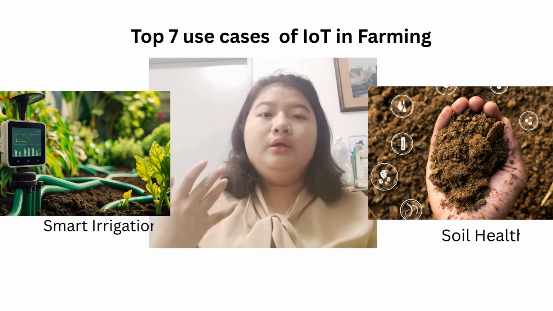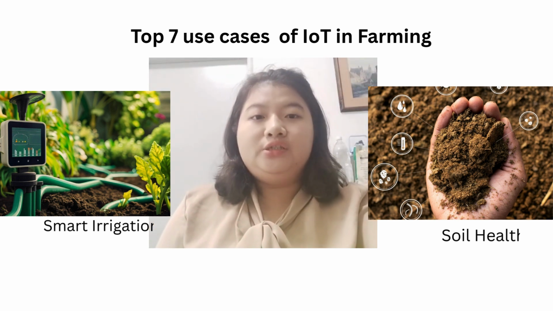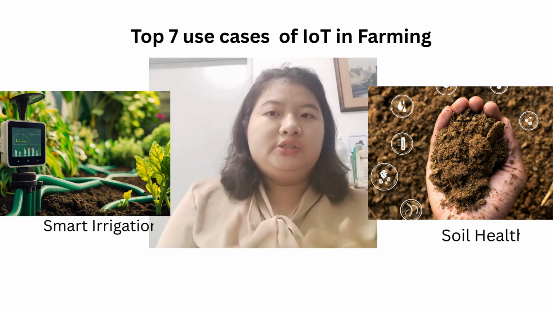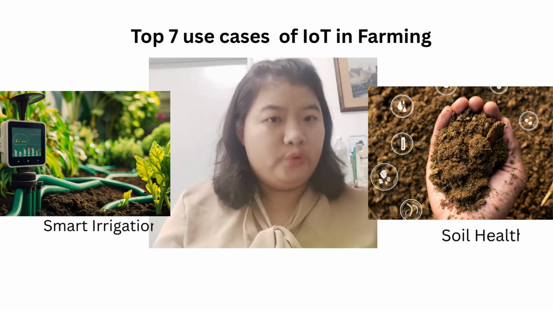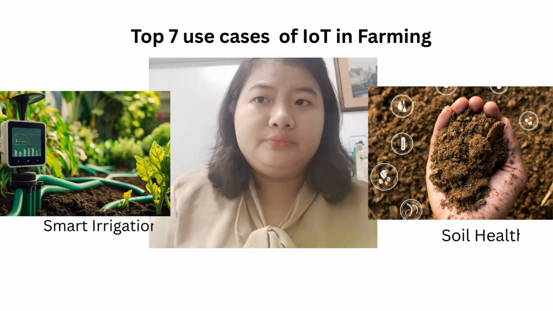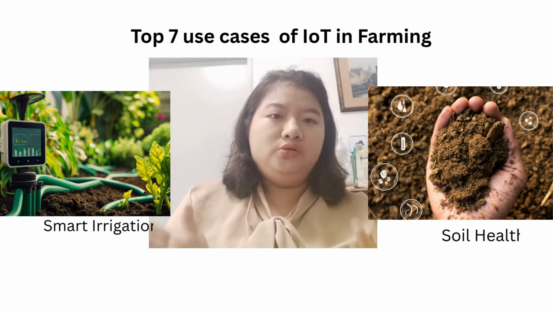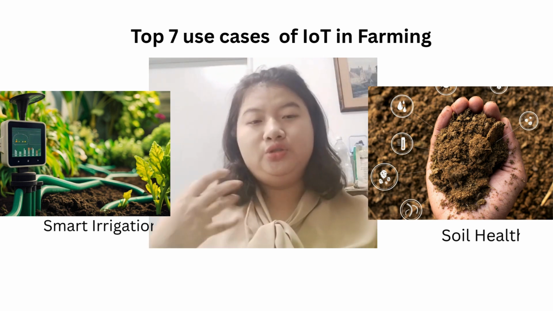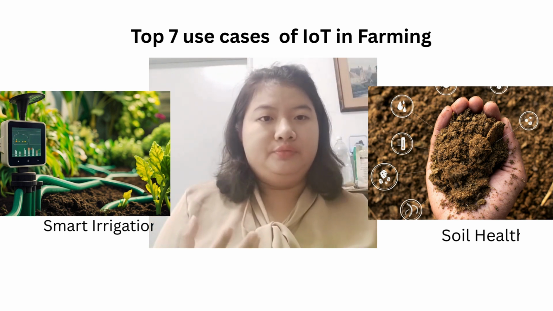The second use of the IoT tools is smart irrigation. Soil moisture sensors trigger the irrigation only when necessary. They can be automatic or manual to control it, depending on the soil conditions.